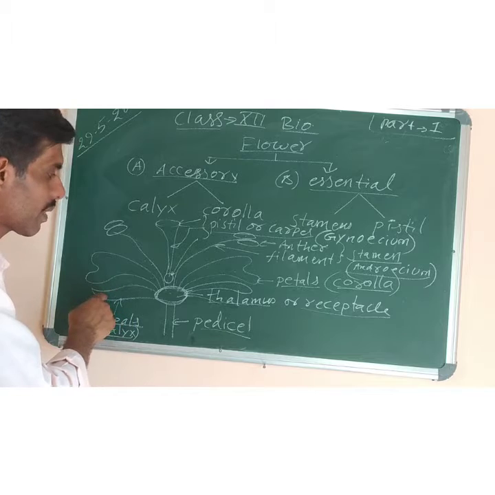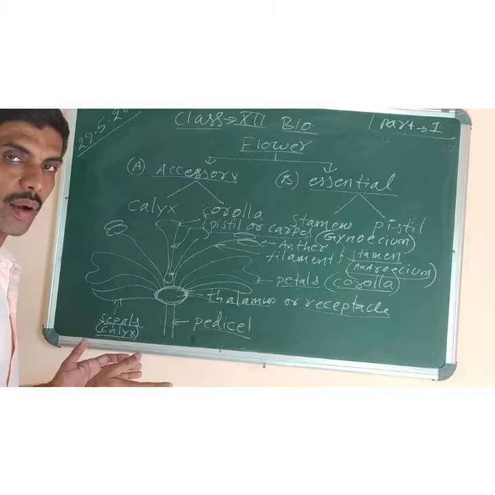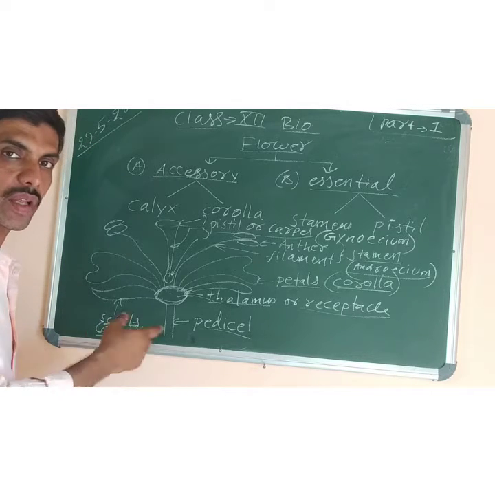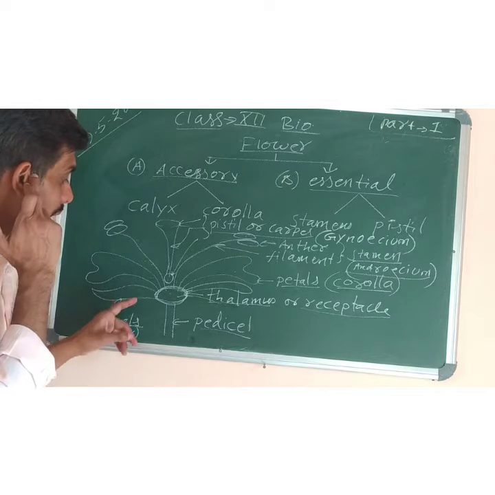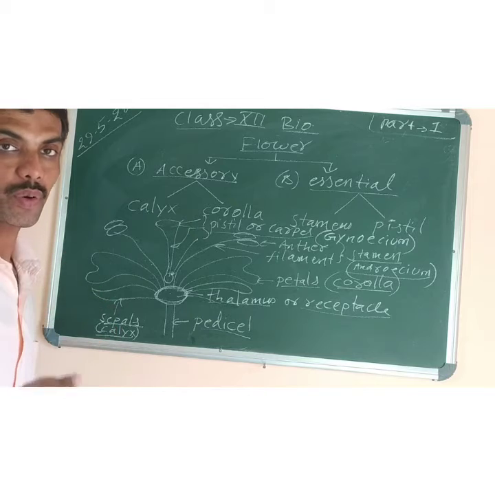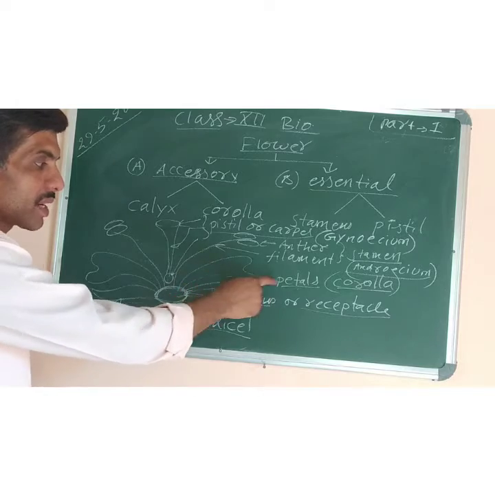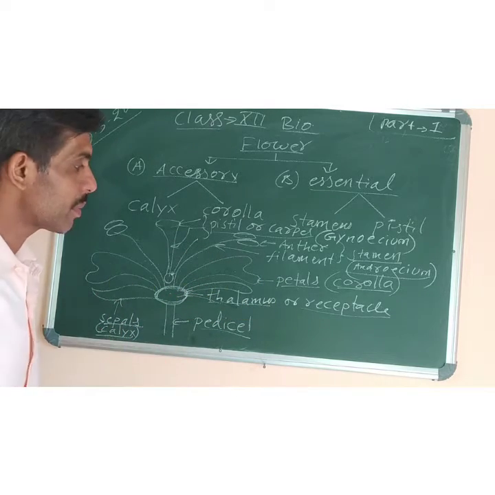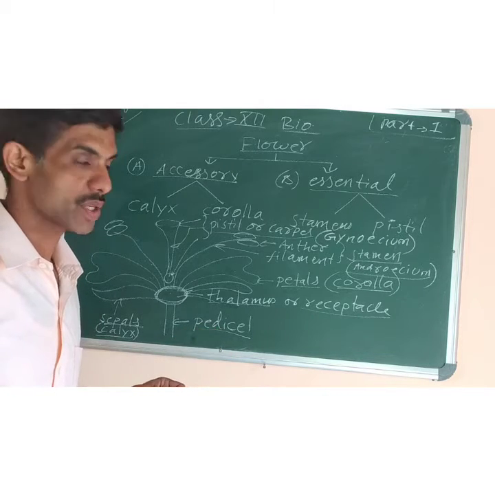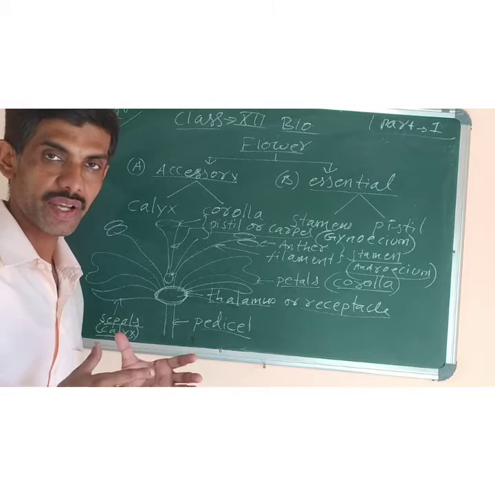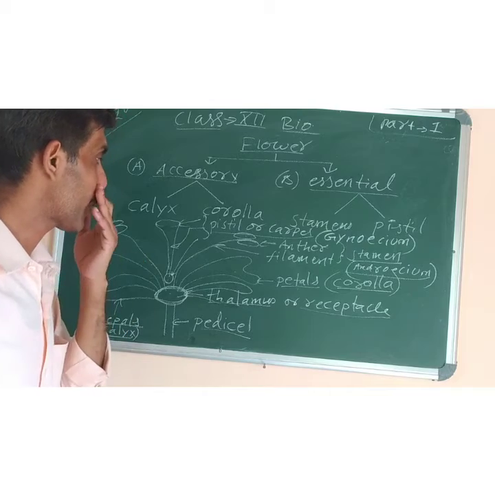Then the outermost layer of the flower, which is a green leaf-like structure, is called sepals, and together the combined group name is calyx. So what is the function of calyx? It is green in color, so it will carry out photosynthesis, and since it is the outermost layer of the flower, it also helps to provide protection to the flower. Then we have the second layer of flower, which is called petals. Petals are brightly colored and the group name is corolla. So they attract insects for pollination and help in the transfer of pollen grains, attracting honeybees and other insects to carry out the process of pollination.